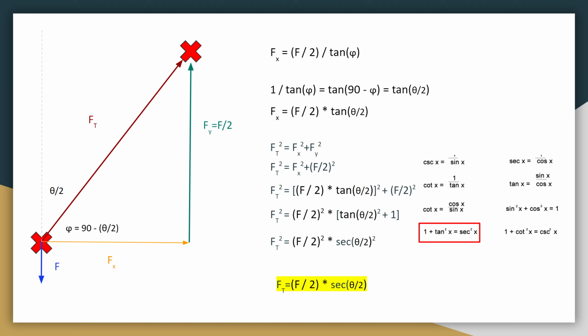So that makes sense. Also note that with the tension, f over 2 times secant of theta over 2, when theta is equal to 0, secant is 1. So that means that the tension will just be f over 2 again. That completely makes sense with our previous understanding. And secant again also blows up to infinity when theta, in this case, is going to be 180 degrees.